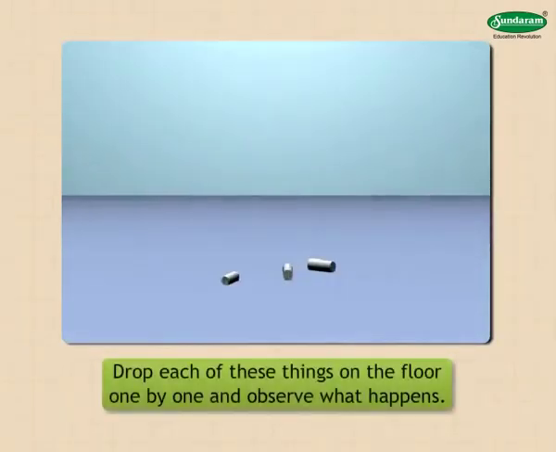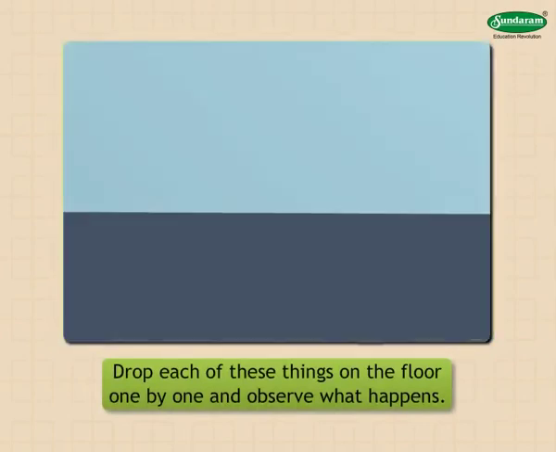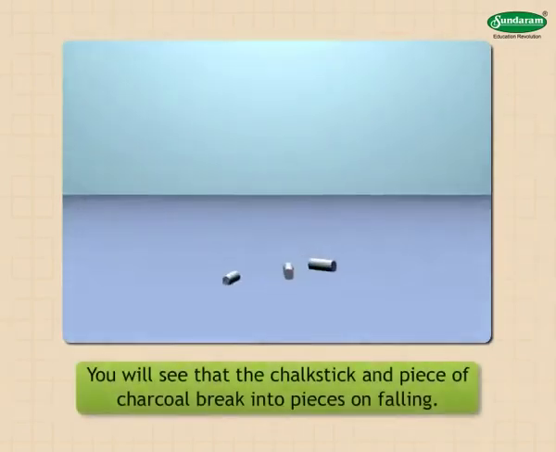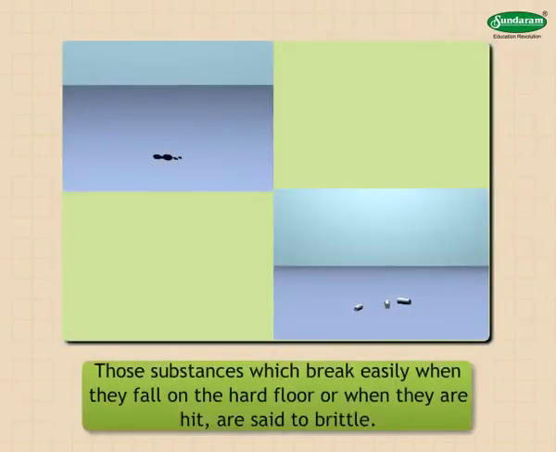Drop each of these things on the floor one by one and observe what happens. You will see that the chalk stick and piece of charcoal break into pieces on falling. Those substances which break easily when they fall on the hard floor or when they are hit are said to be brittle.